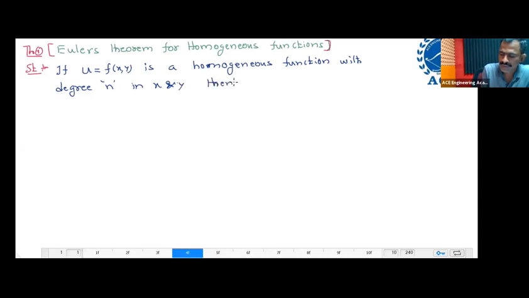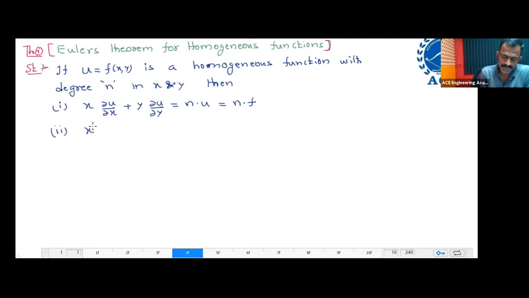then the first result is x into dou u by dou x plus y into dou u by dou y equal to degree n into u, or degree n into f. When the function is a function of two independent variables and is also a homogeneous function with some degree, then directly we can write the result: x into ux plus y into uy is degree into the same function u.